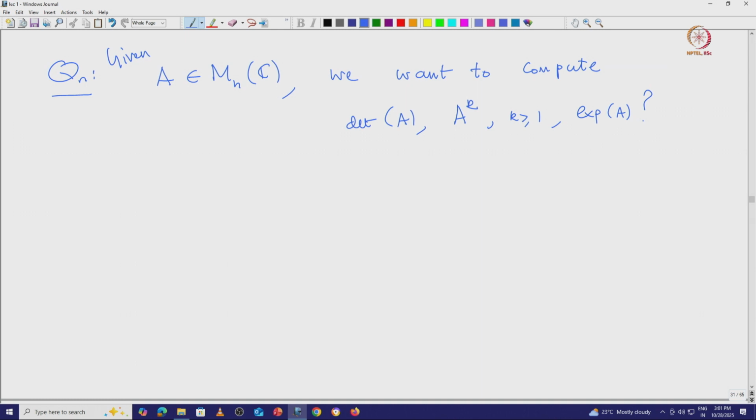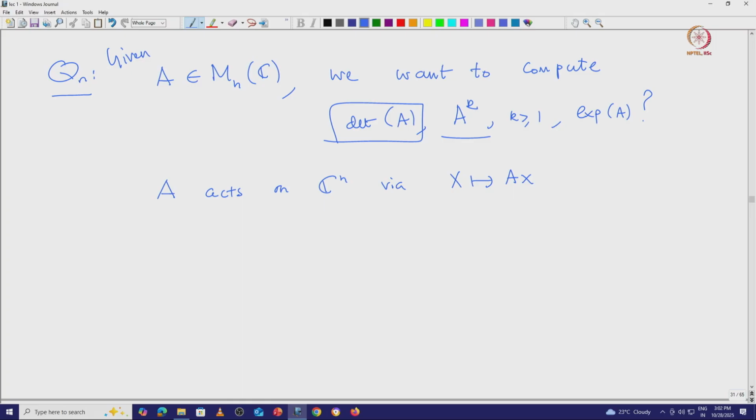Suppose we want to compute the higher powers or determinant of capital A. What we can do is make this matrix act on C^n. Let us say A acts on C^n via the linear transformation x goes to Ax. That means given A, we can think of A as a linear transformation on C^n.